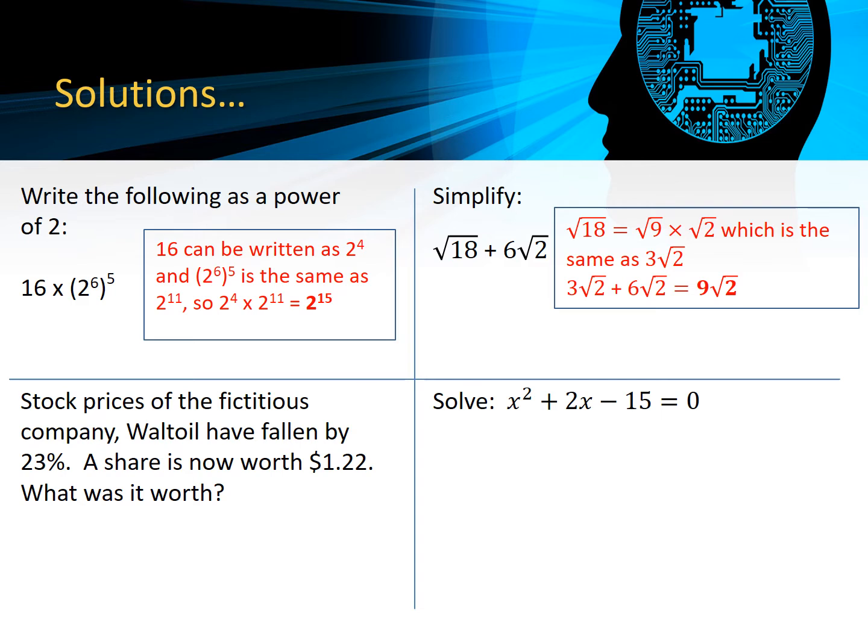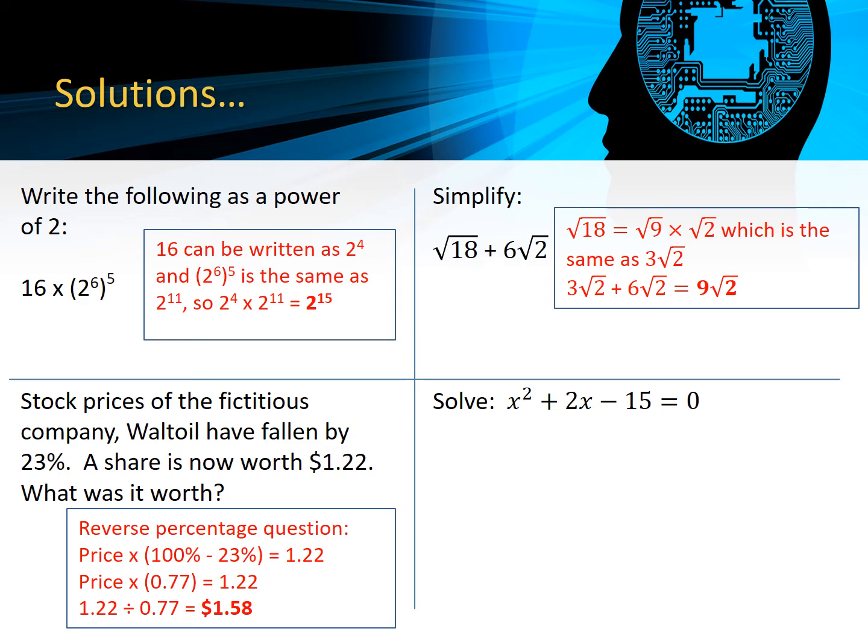This stock price of Waltoil had fallen by 23%. Shares now worth £1.22. What is it worth? This is our reverse percentage question. So you've got the price multiplied by some kind of multiplier. Well, 23% away from 100% leaves us with 77%. So the price multiplied by 0.77 is £1.22. £1.22 divided by 0.77 tells us what the share price was before the prices had fallen.